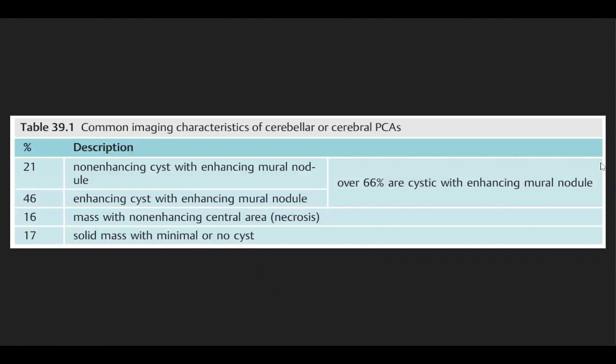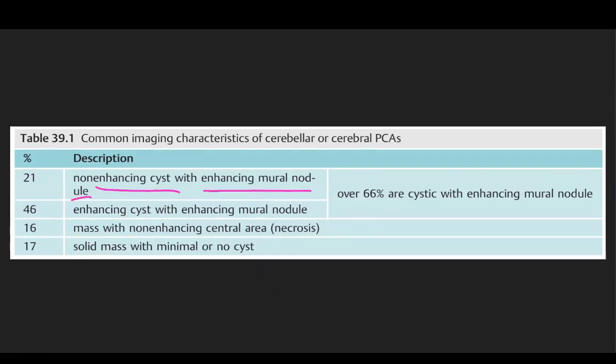So this chart is from Greenberg. I'm sure a lot of you are familiar with it. There are four main categories. We already know them, I'll just highlight some of them. The first one is a non-enhancing cyst with an enhancing mural nodule. The mural nodule is enhancing, taking up the contrast avidly, while the cyst is just there, it's blank. Then we have the enhancing cyst with an enhancing mural nodule. And Dr. Sana did mention that if the cyst is enhancing, we have to take it out. Otherwise, if it's non-enhancing, we can leave it be.